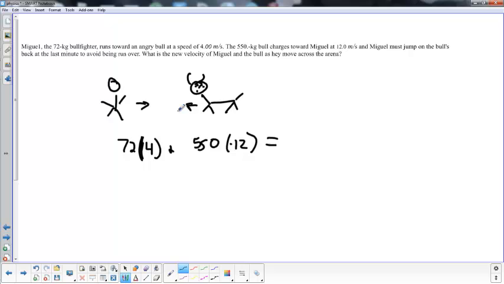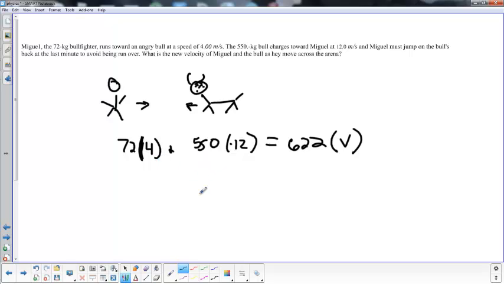And what's going to happen when Miguel jumps onto the bull? Well, we're going to add his mass to that of the bull. And we're going to have this thing running that way, whatever way it is, with a new speed. So we'll figure out what that new speed is. But to do that, we need to remember that we have to add their two masses because the two masses join. So 550 plus 72, last time I checked, is going to be 622 kilograms times that new velocity.